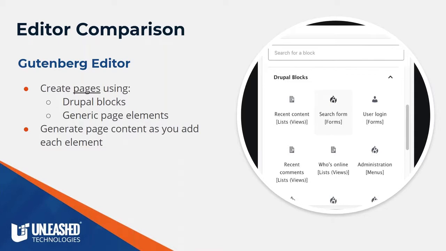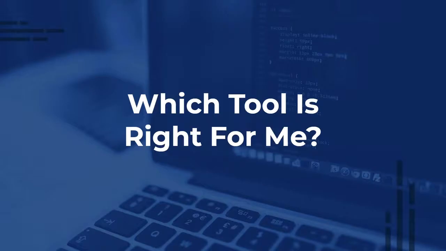Using these generic page elements, you can create the page as you go. So in the editor side, you will be adding the banners, you're adding the text, adding the galleries, and when you hit save, then you'll see your whole layout. You're adjusting the layout from there. There's not that two-step process that the Layout Builder will give you. So which tool is right for me? Both of them sound similar, but they do have very distinct use cases in my opinion.